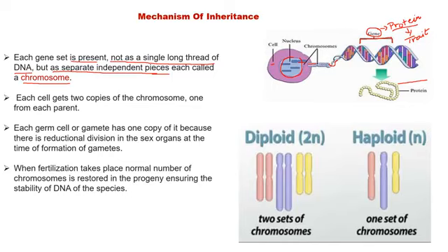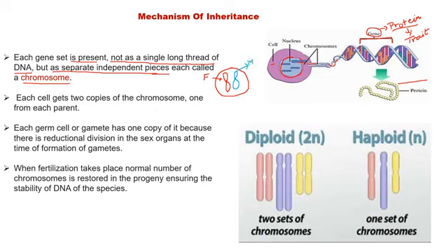Then each cell gets 2 copies of chromosome, one from each parent. So we know that the chromosome, let's take a chromosome over here. This chromosome is a chromosome which a progeny got from his father, okay, this one. And the other chromosome, I'll change the color, is the other chromosome which the progeny got from his mother, right?